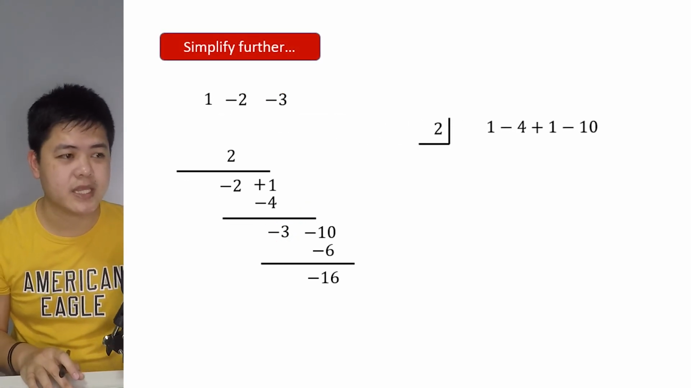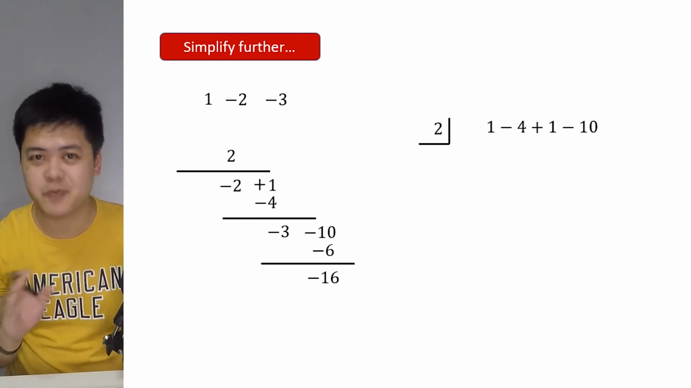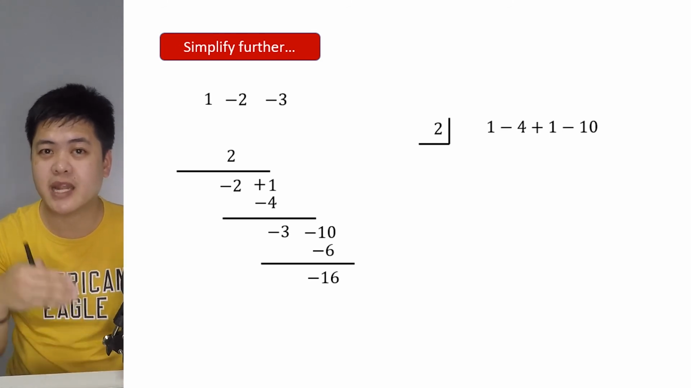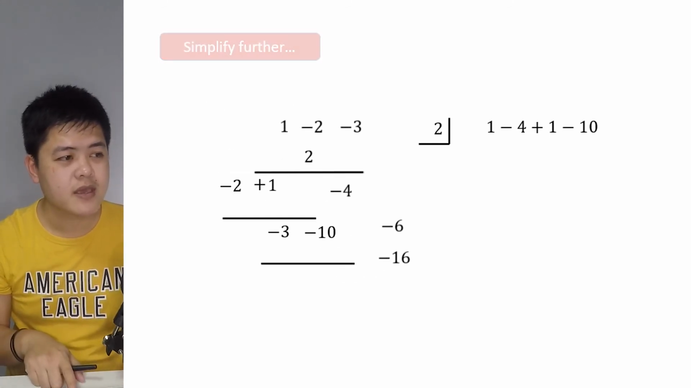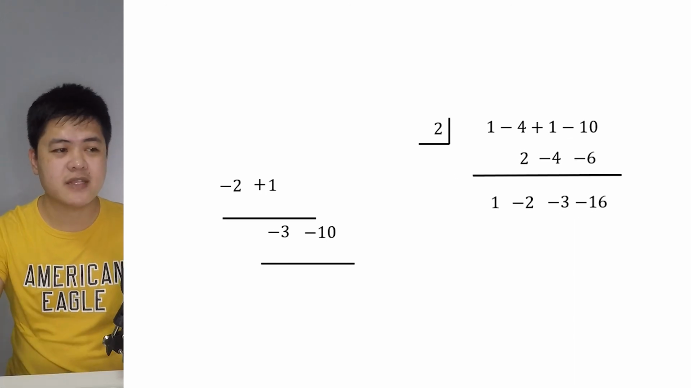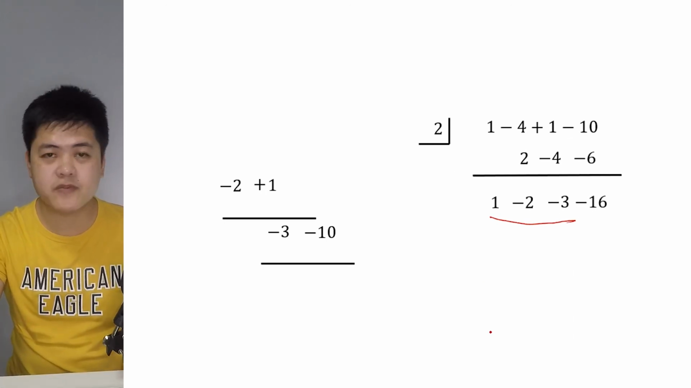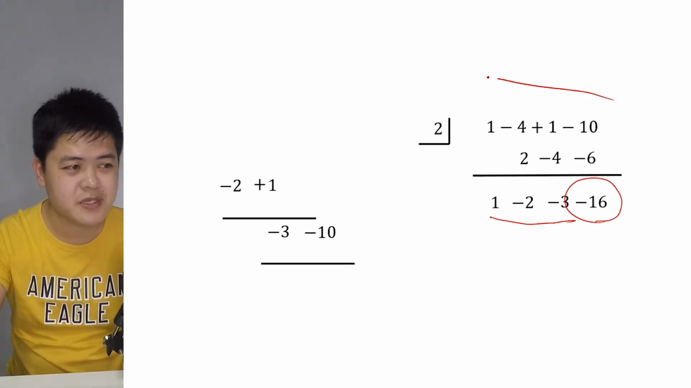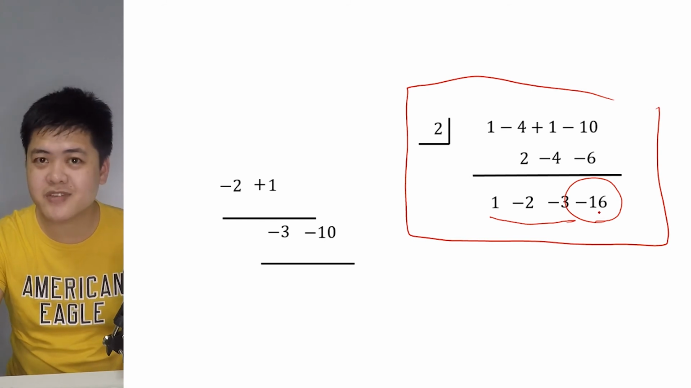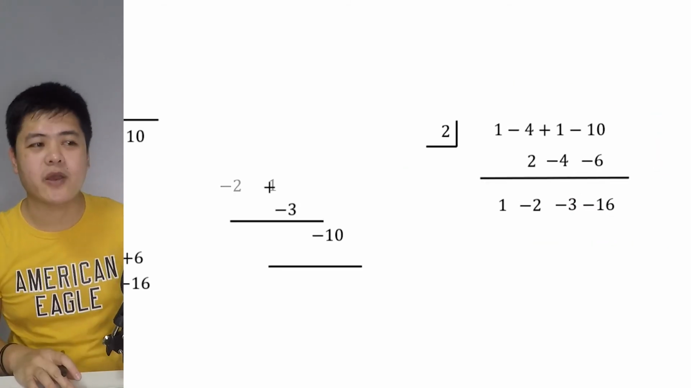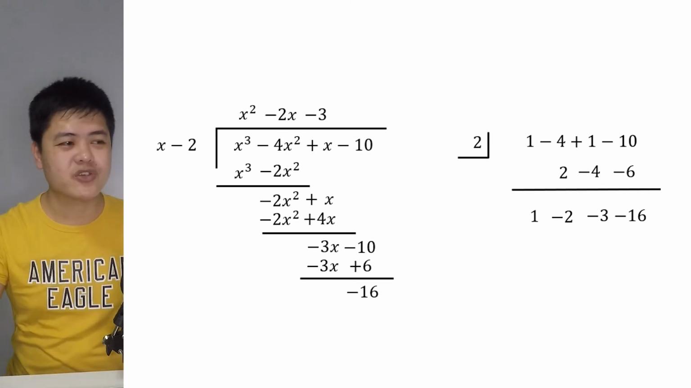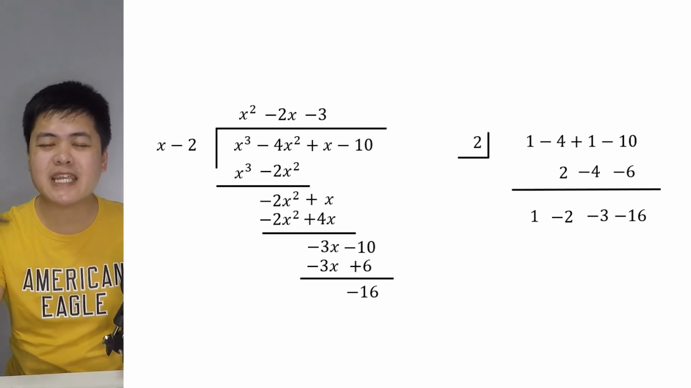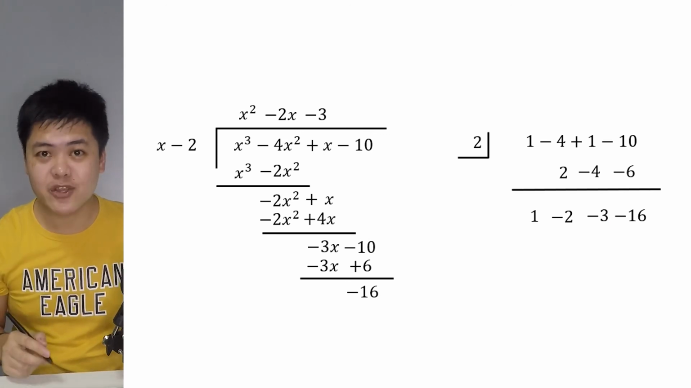So, that's it. Kinuha natin yung mga coefficients ng dividend kasi syempre yung dividend. And then yung 2, galing siya sa x minus 2 but hindi natin ginamit yung minus 2. Ginawa na natin siyang plus 2. And then, we have the answer here which is 1, 2, 1, negative 2, negative 3 and the remainder which is negative 16. And this is basically your synthetic division. Okay, sige. This is the comparison of the long division versus the synthetic division. Okay, so basically yung synthetic division nanggaling lang din siya sa long division.